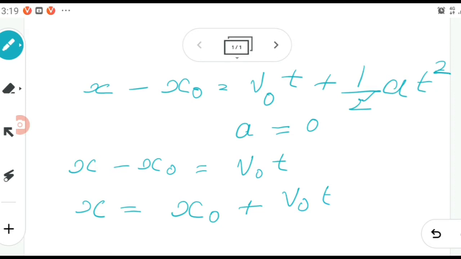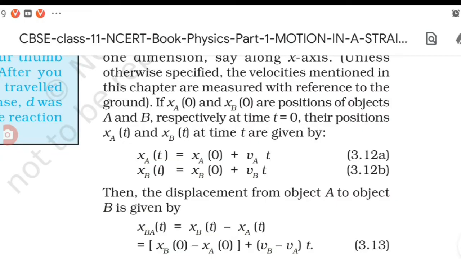Using this equation, we have written the equation of state of the two objects A and B in uniform motion: xa of t is equal to xa of 0 plus va into t, and similarly for B. Here xa and xb are the final positions of the two objects, xa0 and xb0 are the initial positions, and va and vb are the uniform velocities of the two objects.